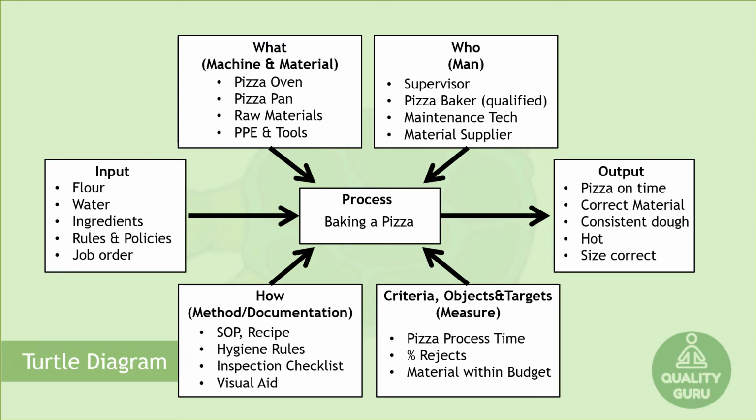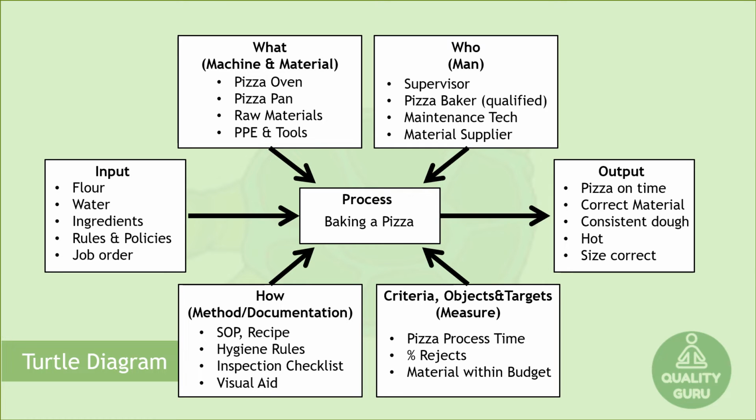Maybe some operators or some cooks or some pizza bakers put more cheese on the pizza than others. And in this way, I'm over-consuming material. And this is not good for me because it costs more money. And maybe it's also not what the customer ordered, and in this way, not according to the requirements.